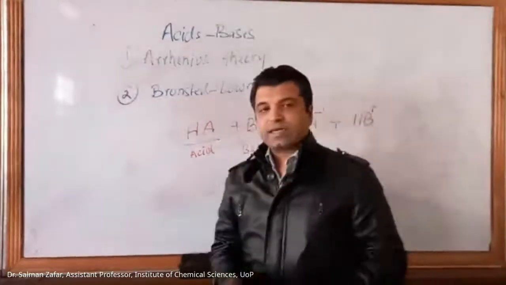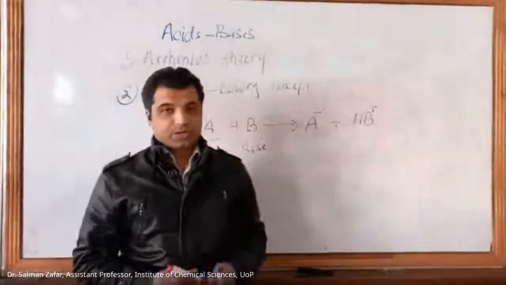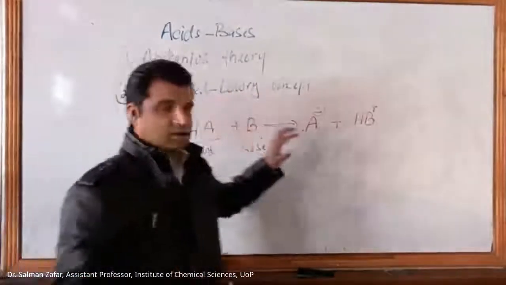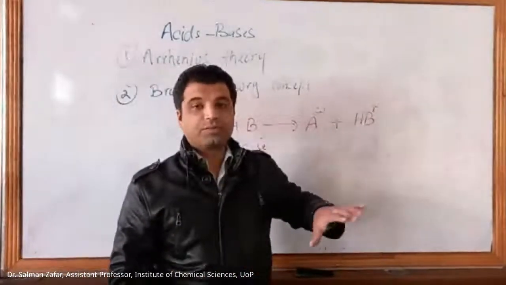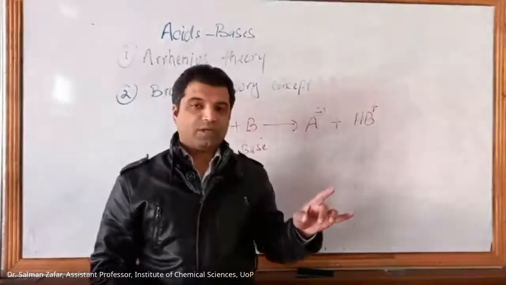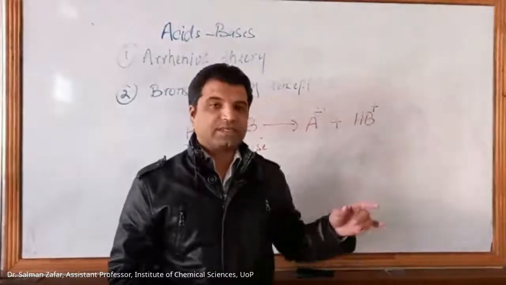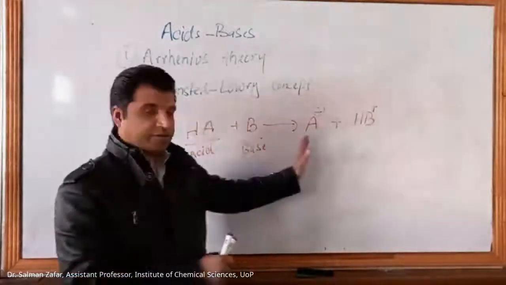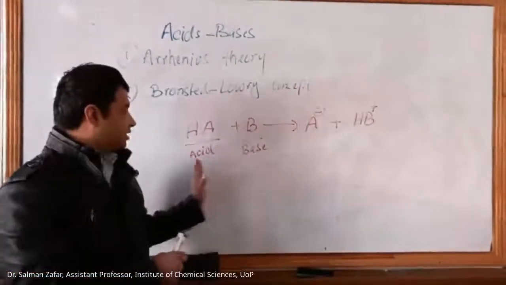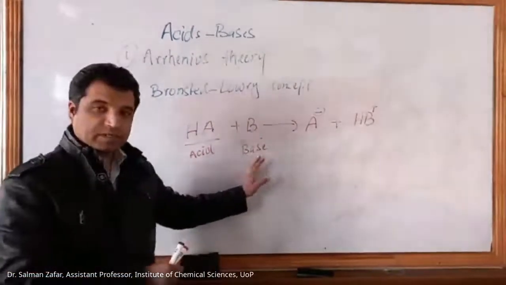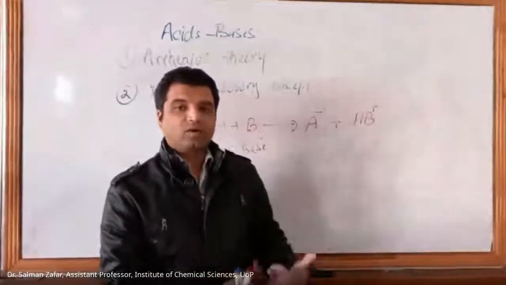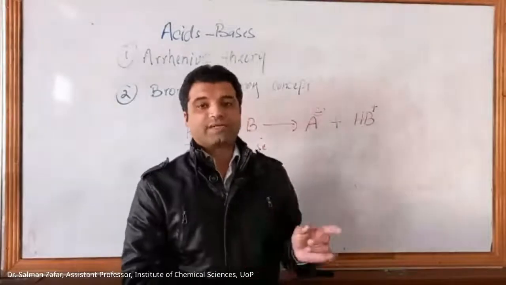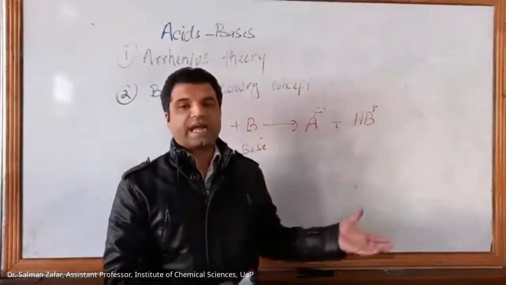Now, with this, another concept was introduced. As I told you earlier, that according to this concept, the Bronsted-Lowry concept, we can classify molecules or ions as acids and bases depending upon their mutual reaction. So now from this general reaction, you can clearly see that this is an acid and this is a base. So with this, another concept was introduced, and that was the concept of conjugate acid and base. So what does that mean?